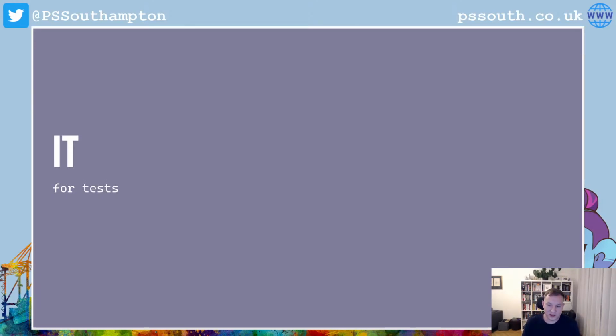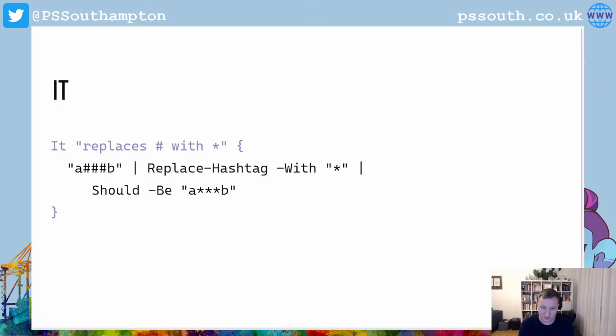The next word that we are using is it, and it represents a single test in Pester. As I said before, if you just throw an exception, it will stop the test execution or the script execution, so you need to catch it somehow and put it inside of some block. And we do exactly that by using it.